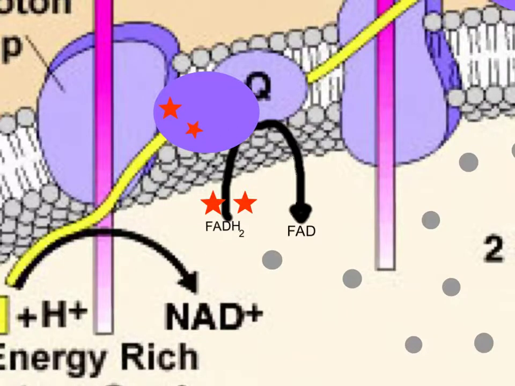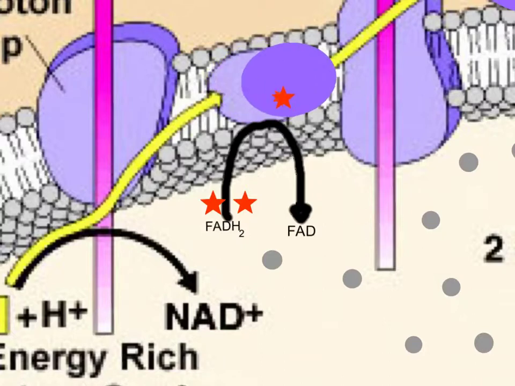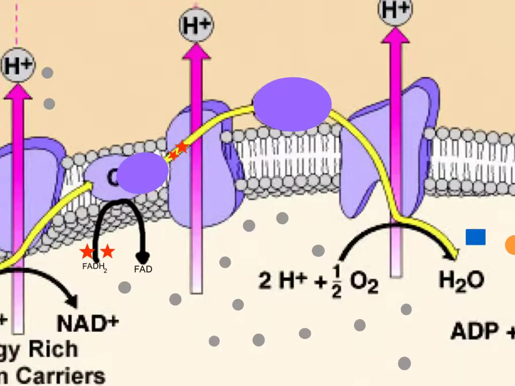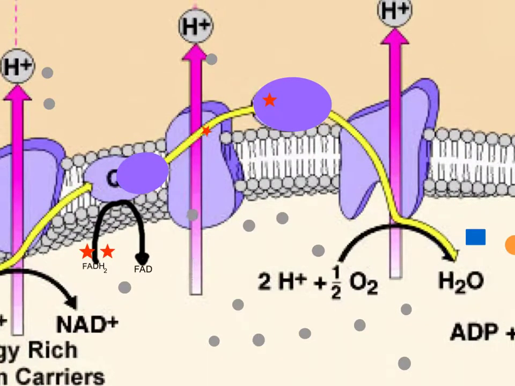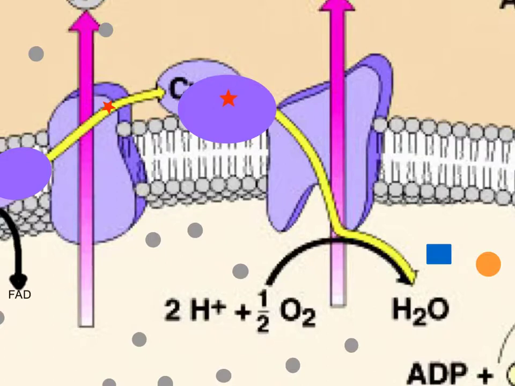The 2 electrons are then transferred to the Q complex, a mobile transfer molecule that moves electrons to the cytochrome B-C1 complex. As each of these electrons is passed onto cytochrome C, another mobile transfer molecule, a proton again is pulled through the complex into the outer membrane space. At our third protein complex, 2 hydrogens are pulled through the outer membrane space.